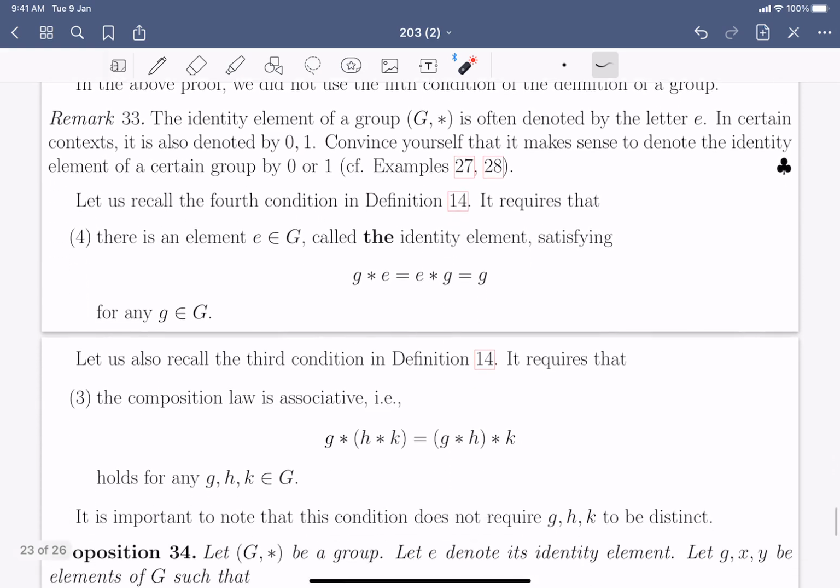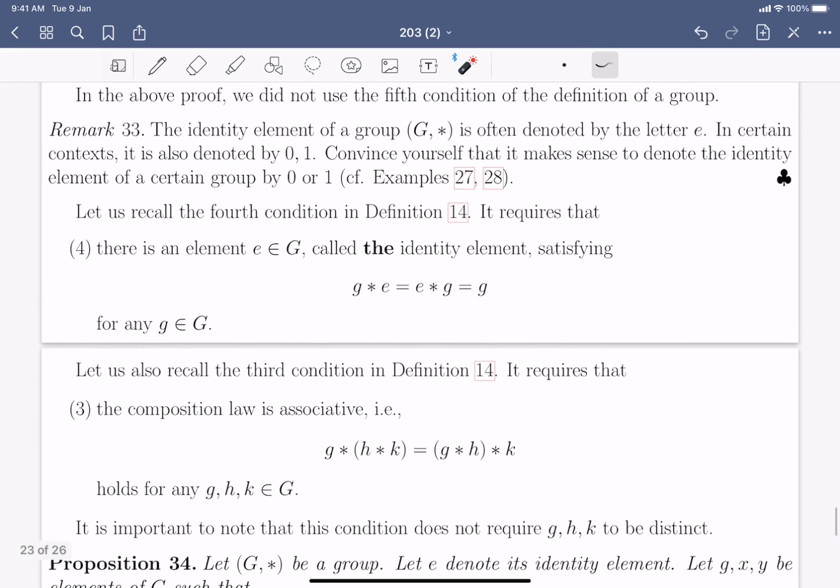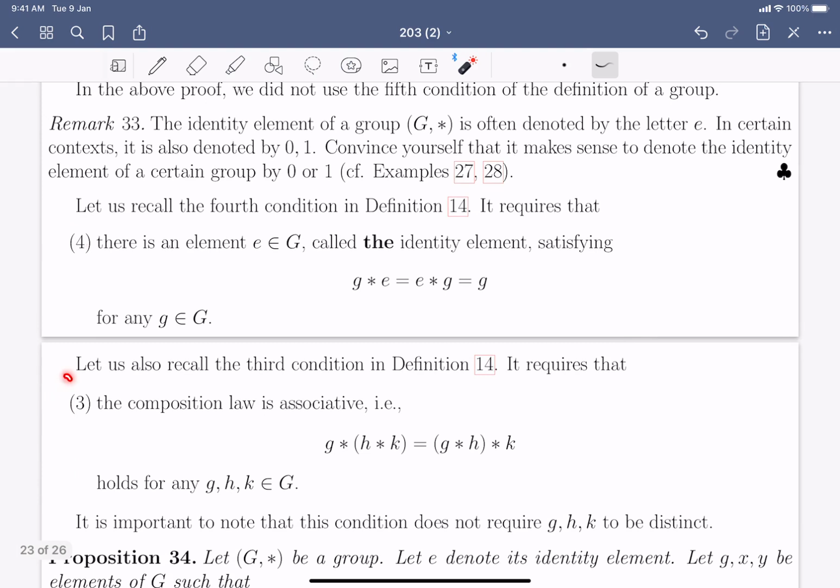Okay, great. So now again we go back to the previous conditions. There is something that I would like to just point out and highlight. First of all, in the fourth condition that we have in the definition of group, we talk about the identity element. Okay, so that certainly makes sense.